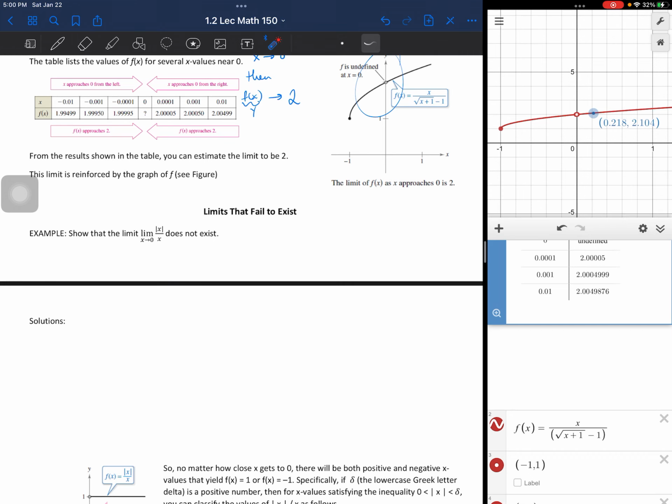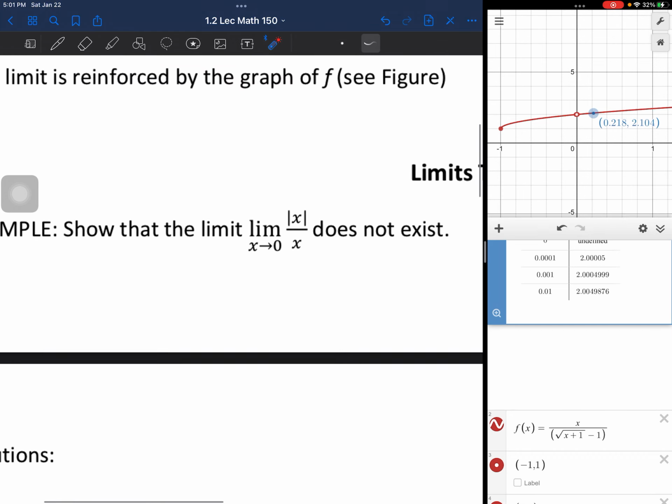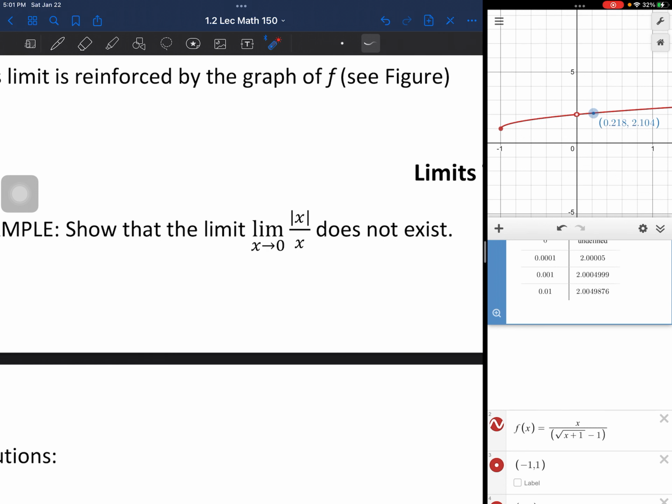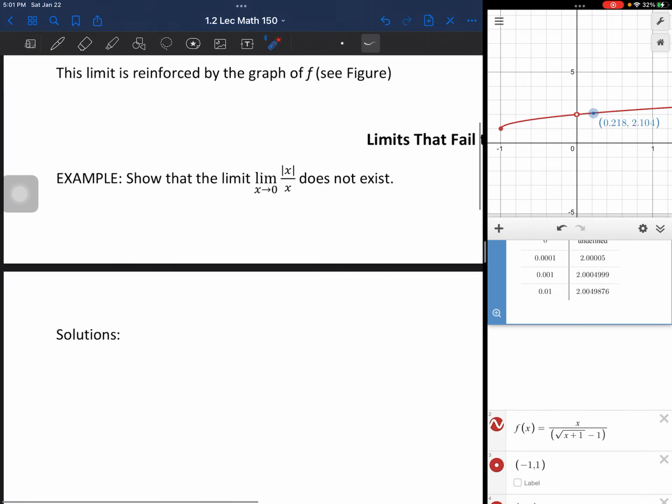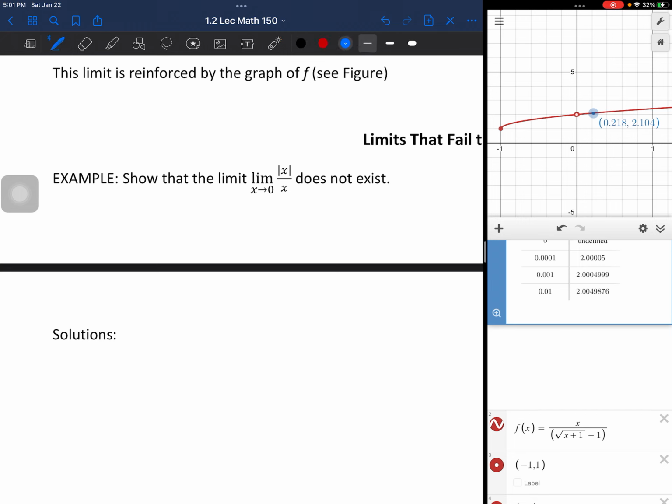So let me try this example now. Here we ask you to find the limit of the absolute value of x over x as x approaches 0, right? Show that this does not exist. In this example, f of x is this part right here, the absolute value of x over x. So that's how you're going to treat that as your function.